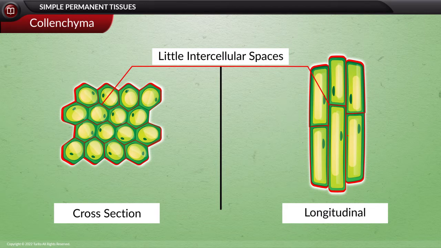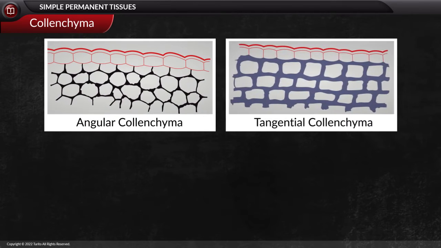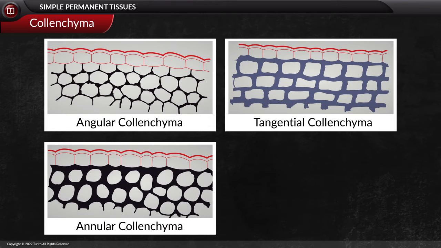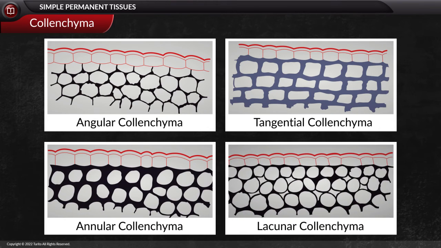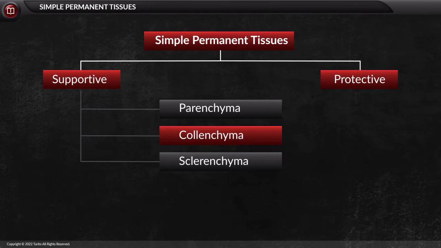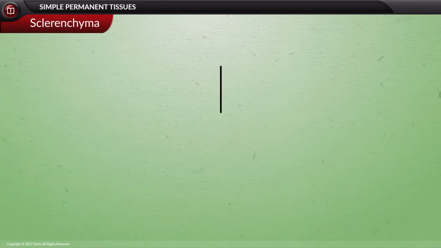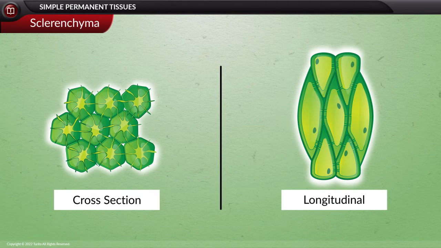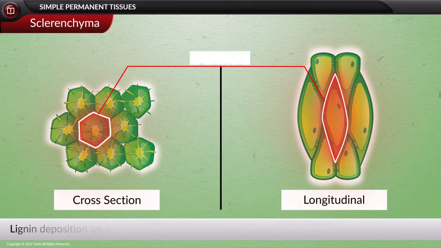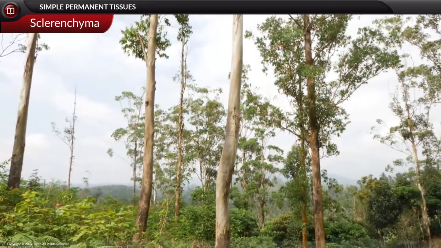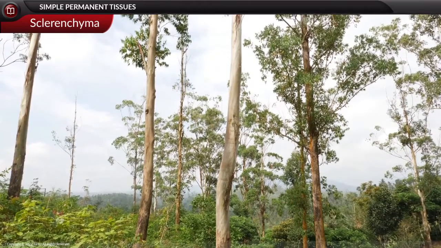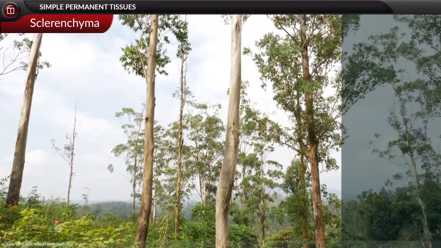Based on the pattern of thickenings on the cell wall, the collenchyma is of four types: angular collenchyma, tangential collenchyma, annular collenchyma, and lacunar collenchyma. The last type of simple permanent tissue is sclerenchyma tissue. The cells of this tissue are long and are dead due to the deposition of lignin on the cell wall. Sclerenchyma serves to provide mechanical strength to the plant parts. It makes the plant parts hard and stiff.